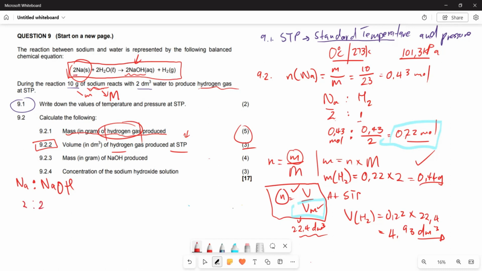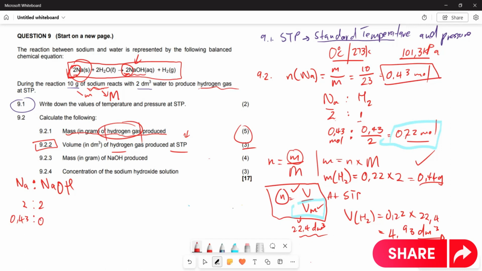Remember, the ratio is these numbers here, right? Now their ratio is 2:2. So which means, what is the mole of your sodium? The mole of your sodium that we found then was 0.43. Remember, when we started by calculating, we found that the mole of our sodium was 0.43. Now, if the ratio is 2:2, it's the same as 1:1, right? So the mole of your sodium hydroxide is also going to be 0.43, right? This is going to be the mole of your sodium hydroxide.